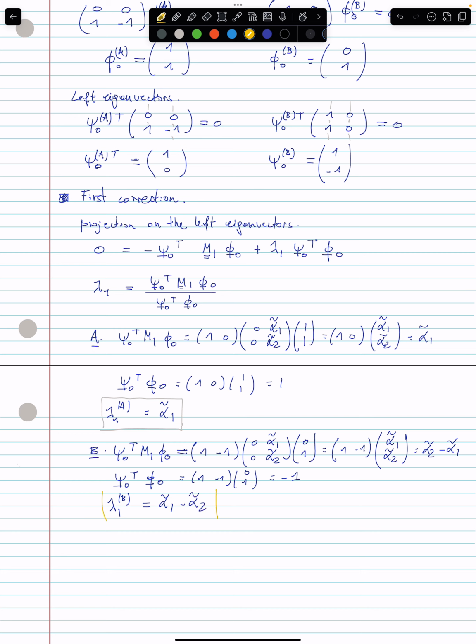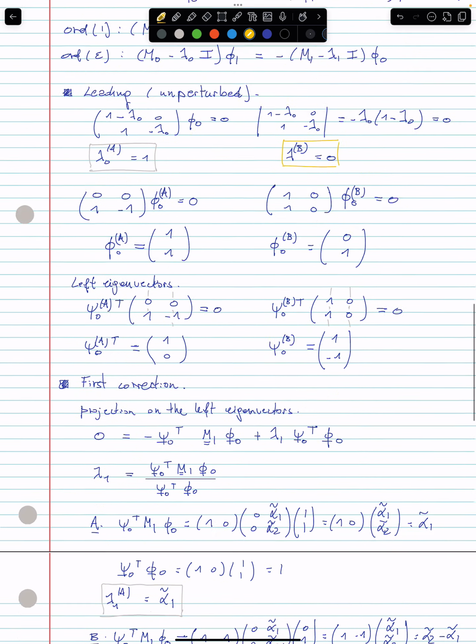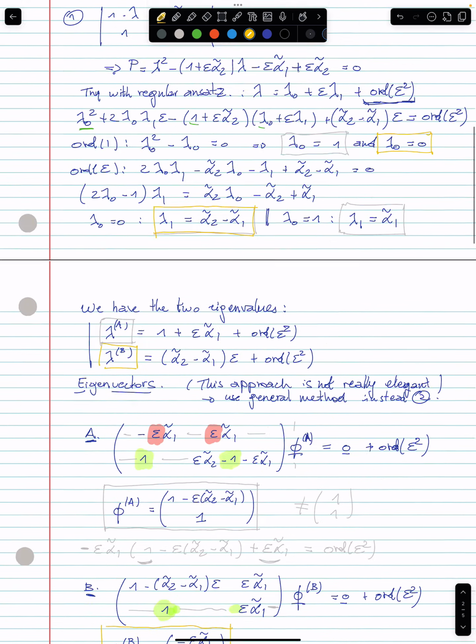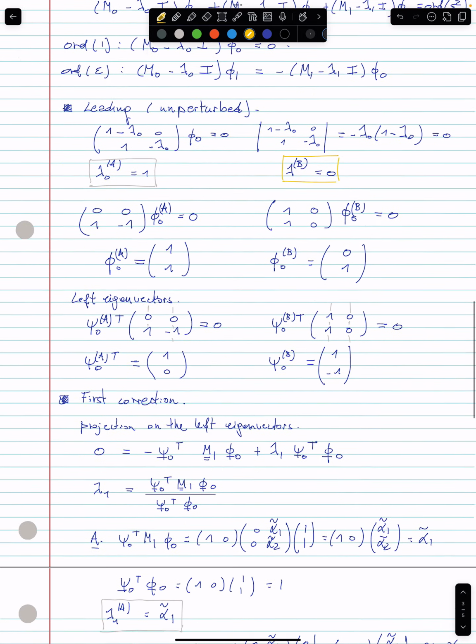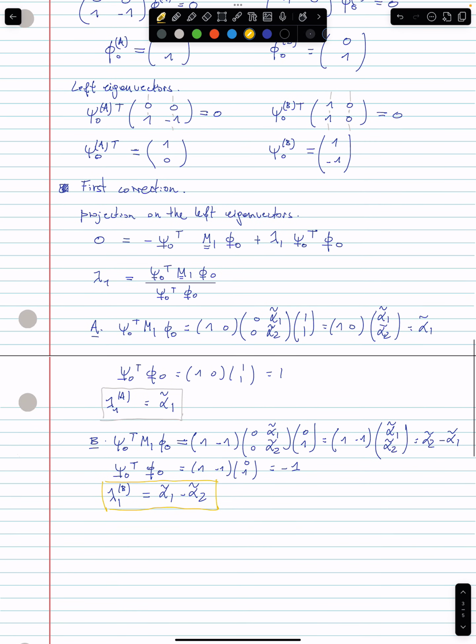This should be in yellow over there. Oops, alpha 2 minus alpha 1. Let me just have a quick check. Might have been something wrong.